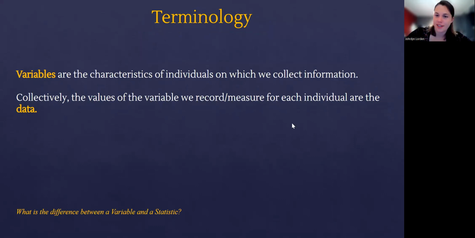Variables are the characteristics on individuals on which we collect information. So these are the questions that we ask. Collectively, the values we record or measure for individuals are the data. So data is a plural. Most people don't treat it like one, but it is a plural. So variables are the questions we ask. Data are the answers we get.